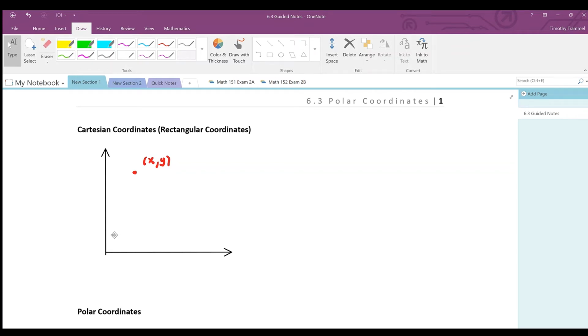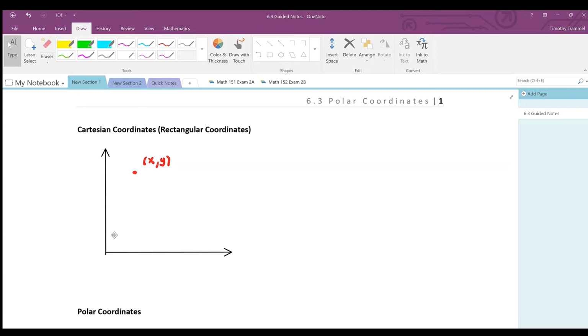6.3 polar coordinates. In this section, what we're really going to do is graph points and curves in a new coordinate system called polar coordinates. The coordinate system that we're used to is called Cartesian coordinates, or sometimes also called rectangular coordinates. And by switching to this different coordinate system, we'll actually be able to simplify certain types of problems and make them easier to solve when we're in physics and calculus.